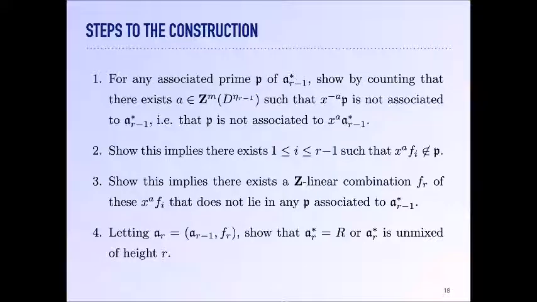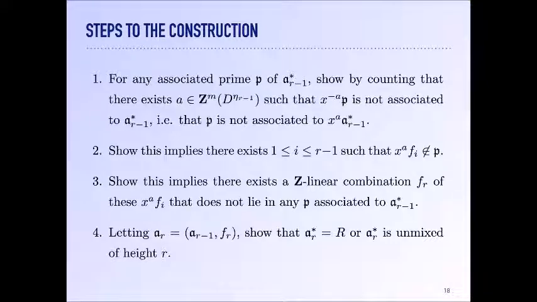So this is all I'll say about the proof of this inductive construction, and then I'll move on to the other topic. There are 4 steps, done in detail in the remaining slides that I'm going to skip over. For any associated prime ideal of A_{R-1}, we show by counting that there exists some element in this set such that if I translate, it's not associated to A_{R-1} star. That is, in terms of degree, the number of associated primes of an ideal is less than or equal to its degree.